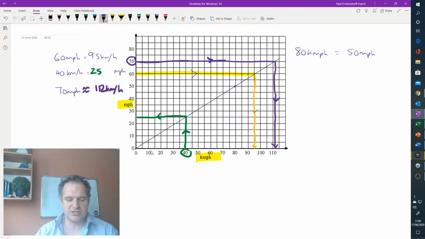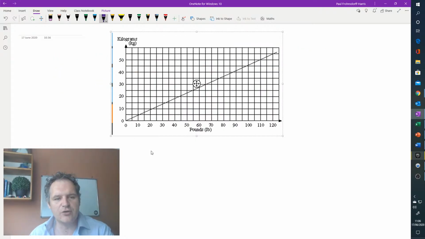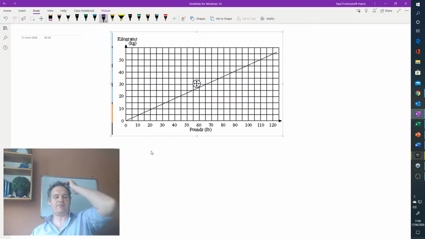I'm going to do 3 conversions now on the next slide. This one is how we turn kilograms into pounds. This is because some people will like to measure in kilograms and some people like to measure in pounds.